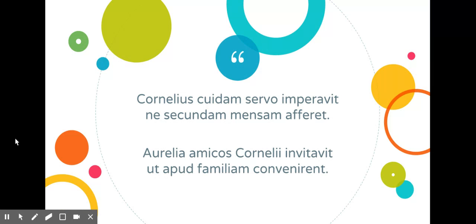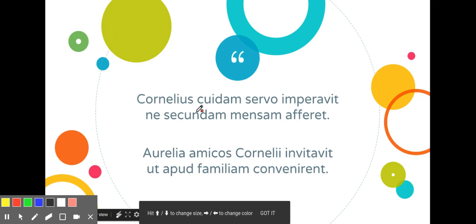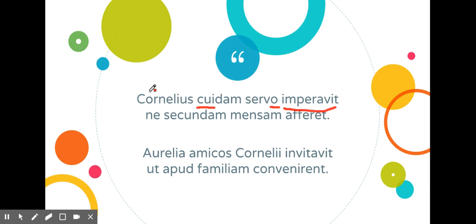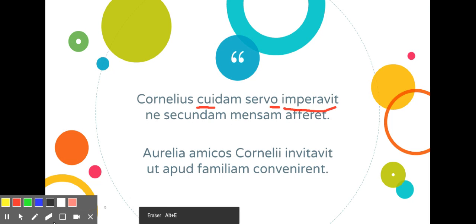Here are a couple more examples. Cornelius quidam servo imperavit, ne secundam mensam afferet. So in our first example sentence, we have imperavit, which, if you remember from the last slide, means it takes a dative object. So servo has a dative ending. Cornelius is your subject. Cornelius ordered a certain slave not to carry in the secundam mensam, the dessert. So you have 2 verbs. One of them is the commanding verb. The other one is the action that's being commanded.